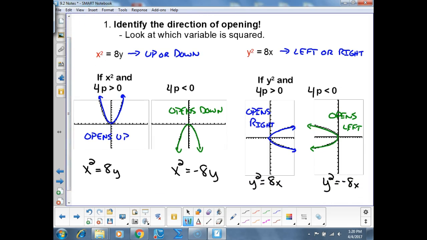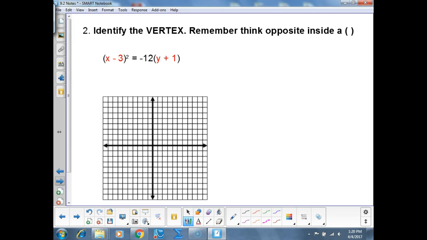Good to go on this slide. All right. So this is the function x minus 3 quantity squared equals negative 12 times the quantity y plus 1 that we are going to graph now for the remaining time.